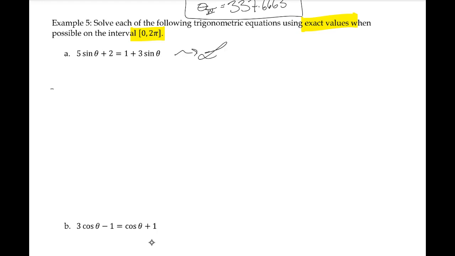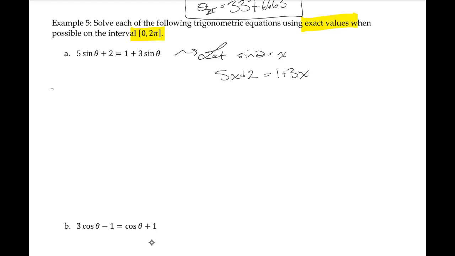So if we said, let sine theta equal x, and then you rewrite it as 5x plus 2 equals 1 plus 3x, this might look a little bit more manageable for you. This is a perfectly viable strategy for solving any equation that gets more complex than the previous ones when it comes to solving trig equations.